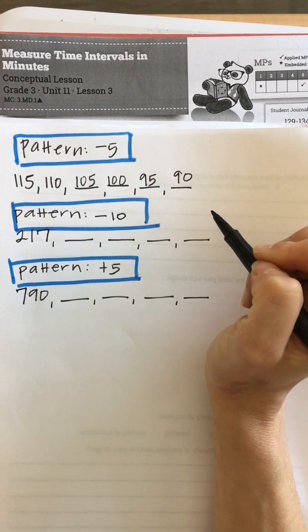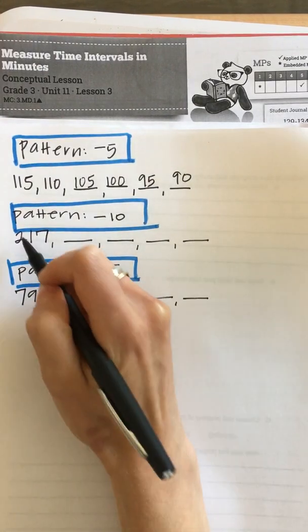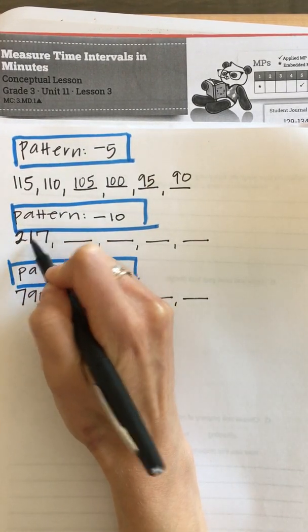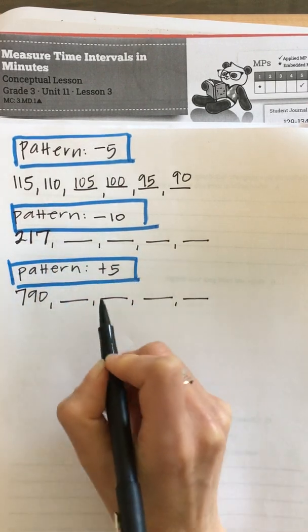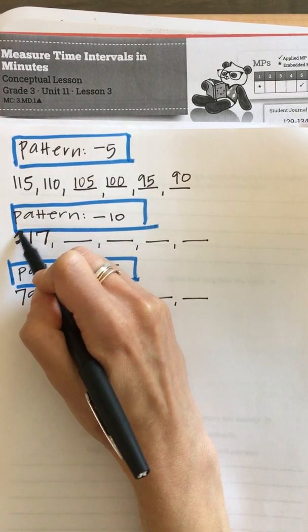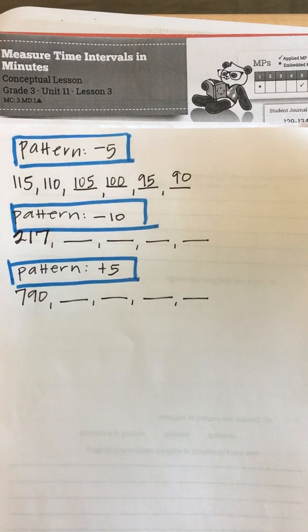Okay, your next pattern is minus 10, starting at 217. And then the other one is, sorry, I want to make sure you can see that, plus 5, starting at 790. So pause the camera and then do that by yourself.